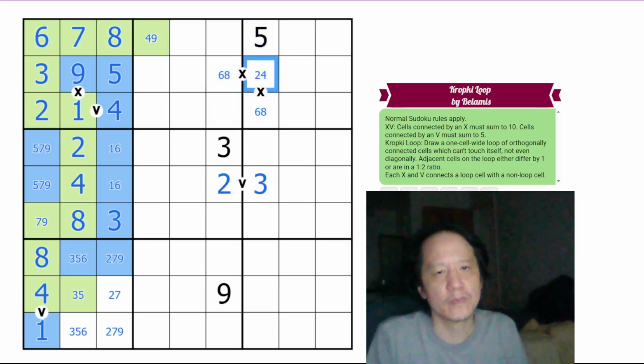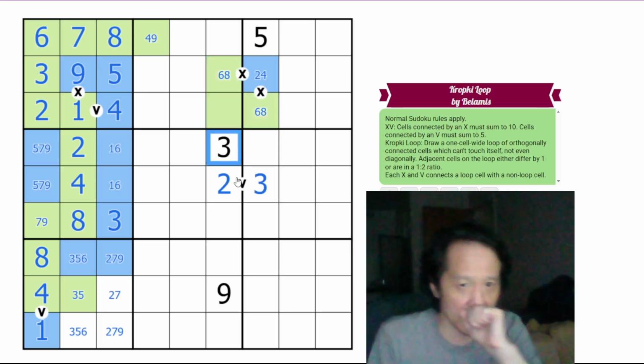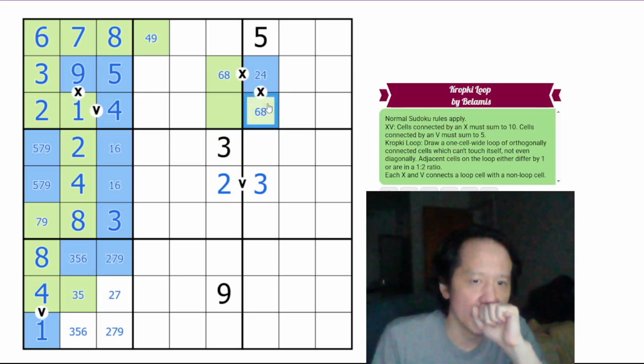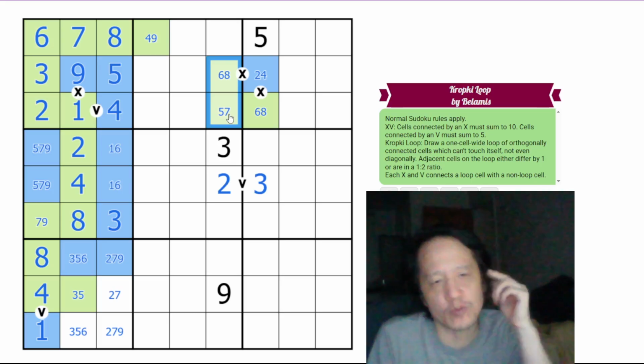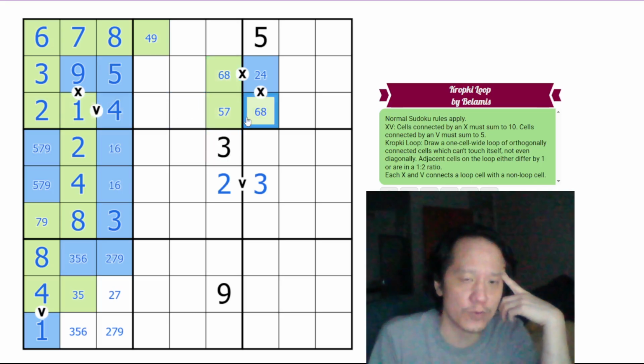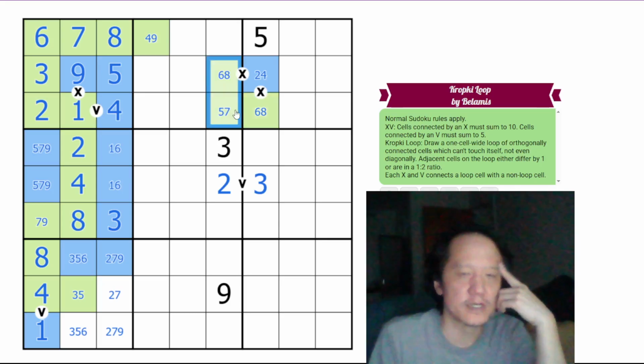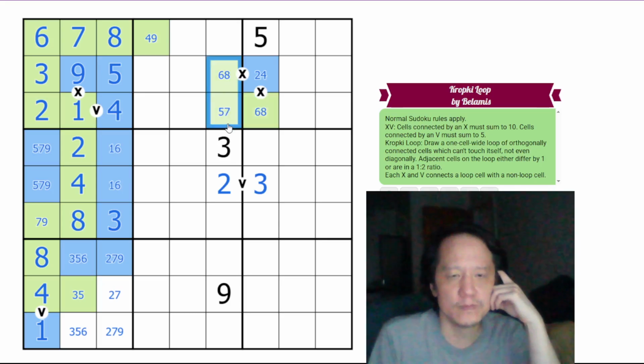Therefore, this is not on the loop, and these two are, which means it must connect this way. They could be consecutive, so it could be 5, 7, or 9 here. Cannot be 9 because of the 9 in the column. Or it's in a 1 to 2 ratio. And so it could be 3 or 4, but it cannot be 3 or 4 because the 3 in the column and the 4 in the row. So this is consecutive then. We don't know which.